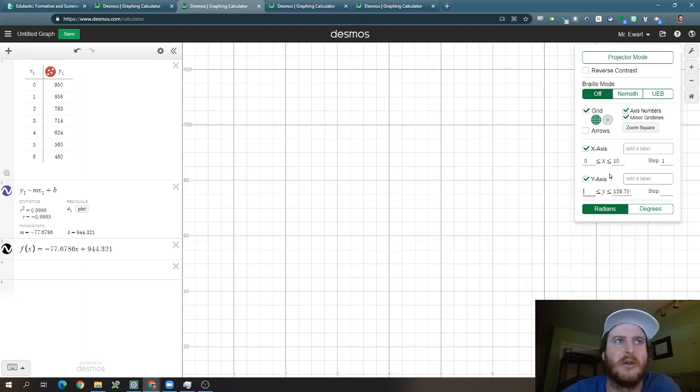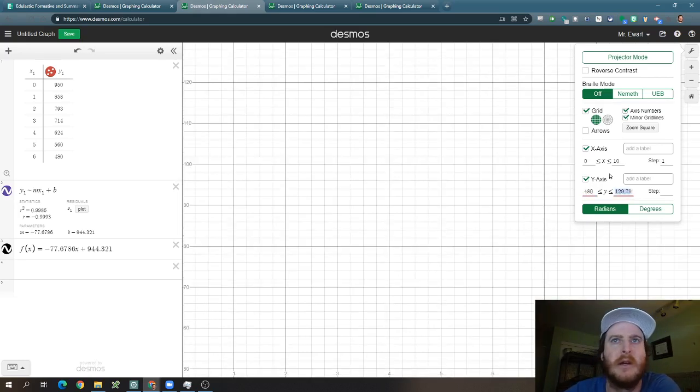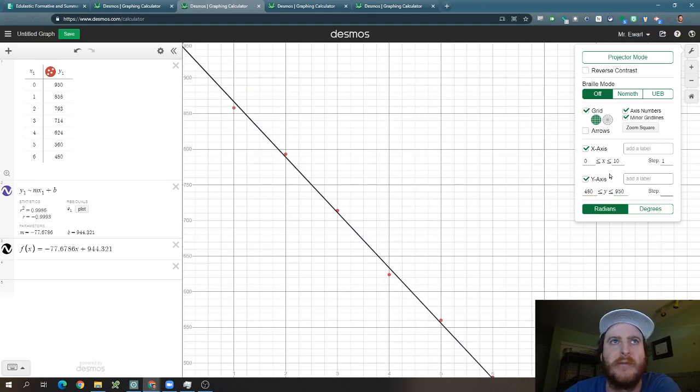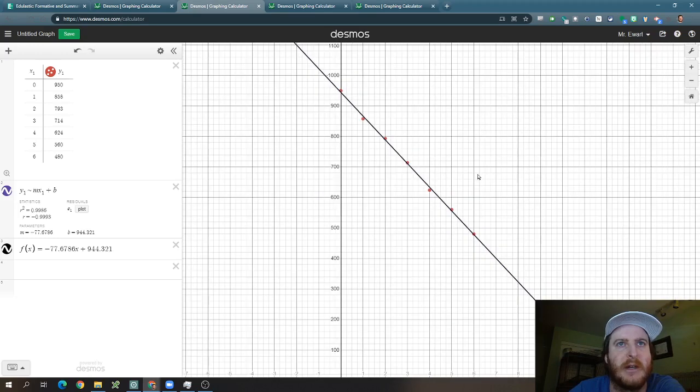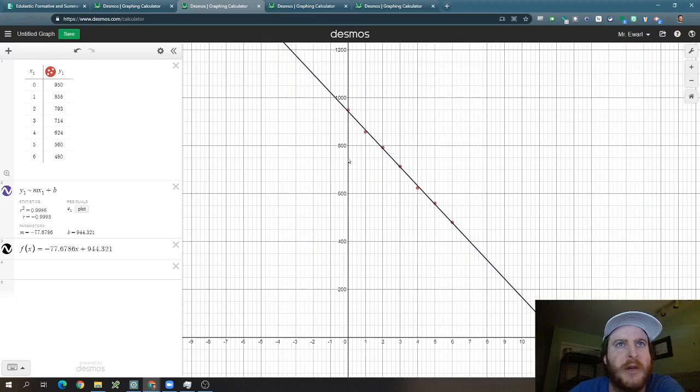Now, the biggest number goes on the right, actually, since this is decreasing. I'm going to do 480 as my smallest number, and 950 is my biggest number, right? And just don't even worry about counting, and then we can just zoom out a little bit to see this. So there's the data. You just put in your smallest number and your biggest number.